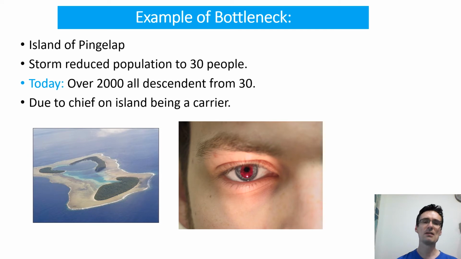An example of this is the island of Pingelap, which is a very small island in the Pacific Ocean, and a tropical storm, about 40 years ago now, I think, reduced the population to just 30-ish people. 2,000 people now live there, and they've descended from those 30 people. What they've found was a lot of people have a condition where they have red pigmentation in their eyes. The reason is because the chief, who at that time was reproducing with all the females on the island, had that condition. So it was a bottleneck effect, and he passed that condition on to a high number of the descendants.